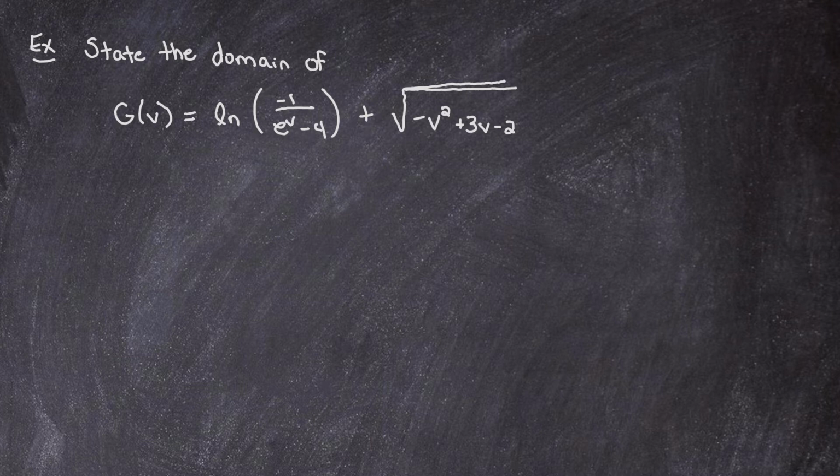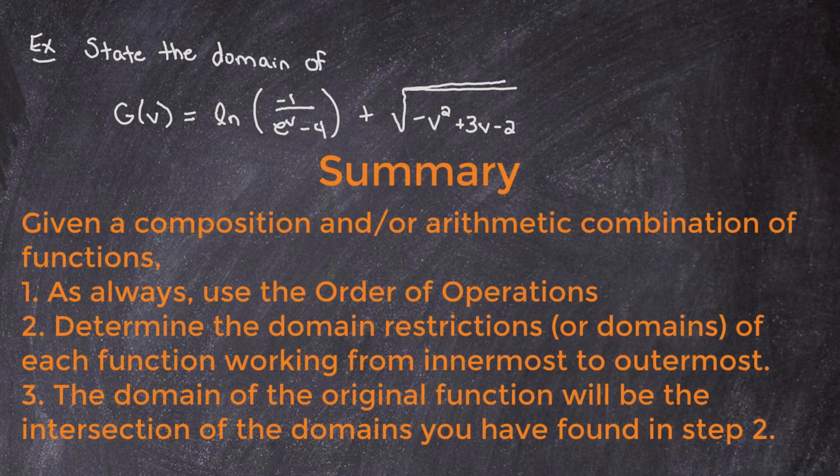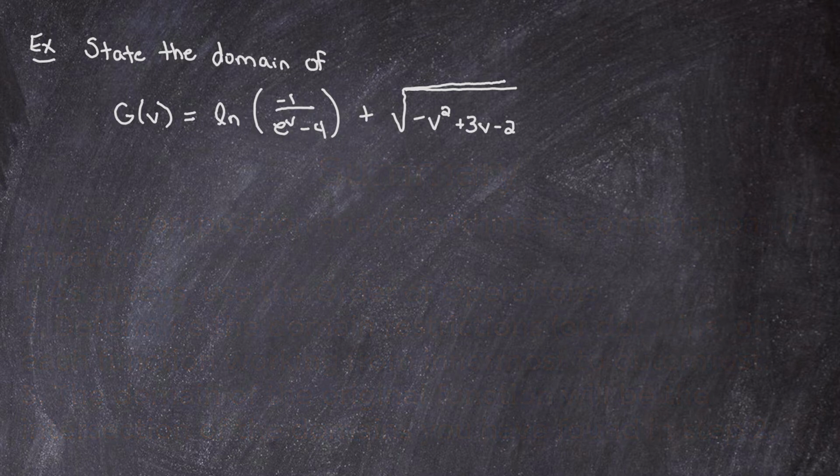So in summary, when given a composition of functions or an arithmetic combination of functions like we have here, what you're going to do is use the order of operations, work from the inside out, determining the domain restrictions as you move forward, or in some cases, determining valid domains as you move forward. But in the end, you take the intersections of all the valid domains, and that will be the domain of your arithmetic combination of compositions of functions.